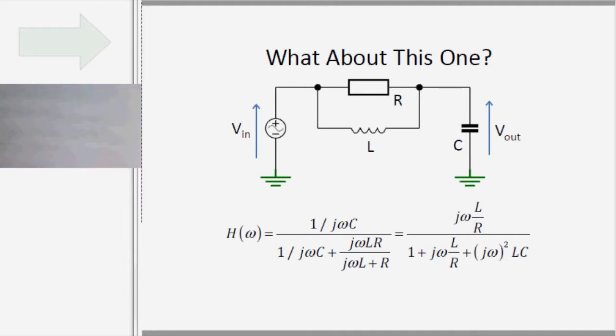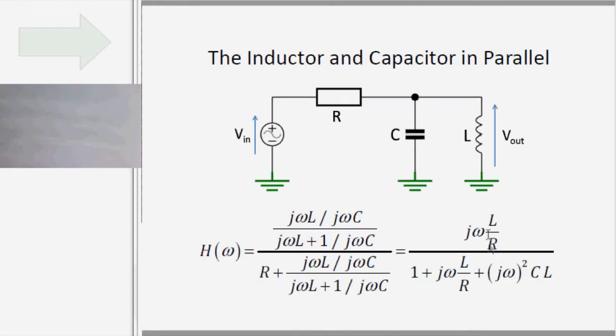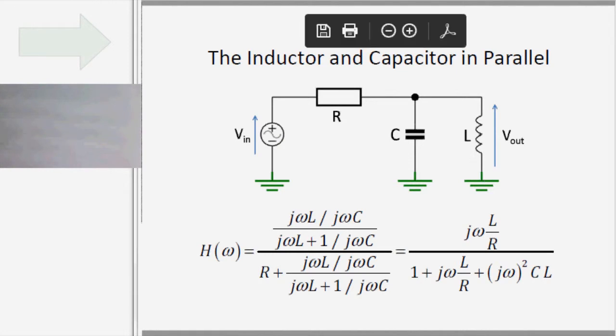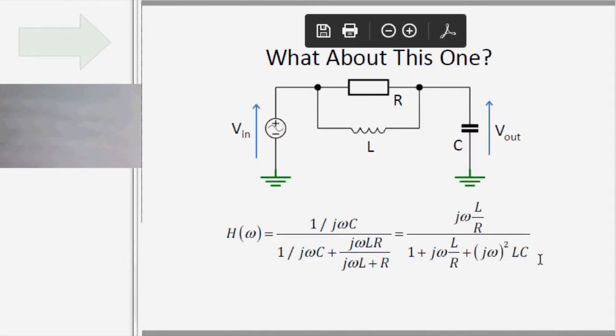What about this one? Well, if you compare that one to the expression that we got here, you'll notice they are exactly the same. So this circuit, with the output taken across the capacitor and the inductor in parallel, has exactly the same frequency response as this circuit, in which the inductor is in parallel with the resistor and the output is taken across the capacitor.